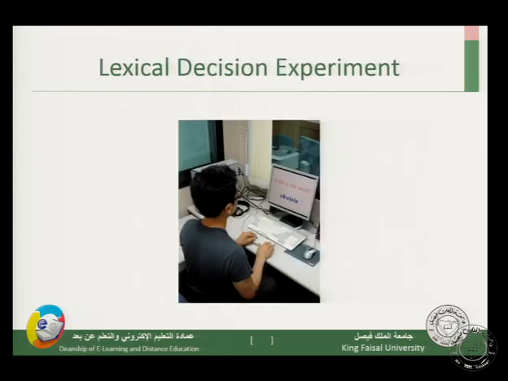Here's how it looks. Here we have a person sitting in front of a computer. He has on the screen a word which appears to be not an English word. If you can read the word, Almoaily or something like that, it is not an English word. So the informant, or the one taking the experiment, is asked to decide whether the word is a real word or not.